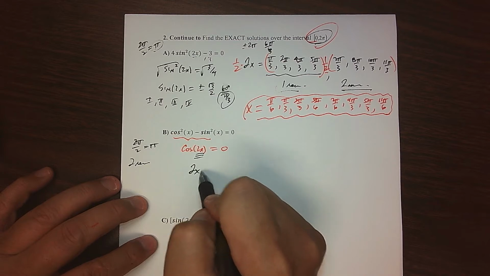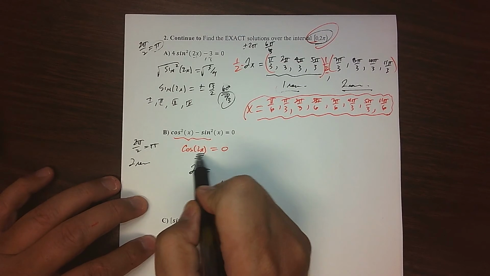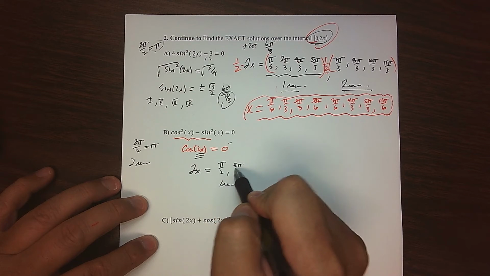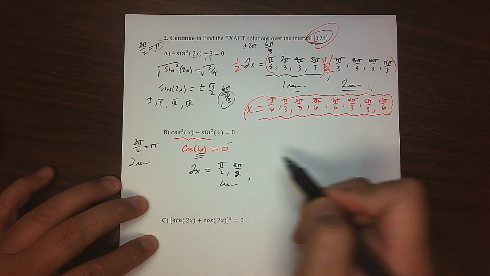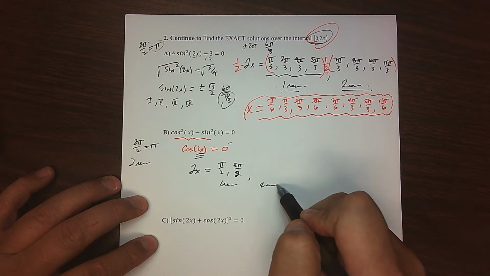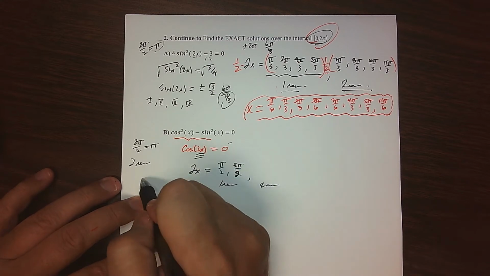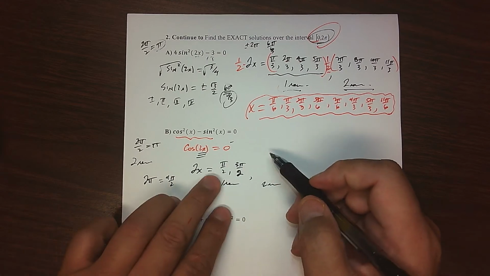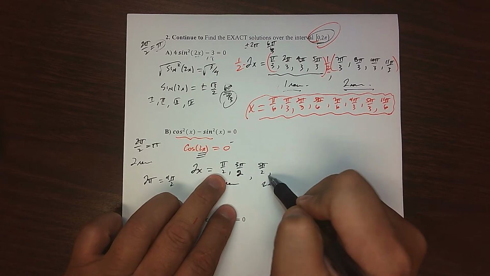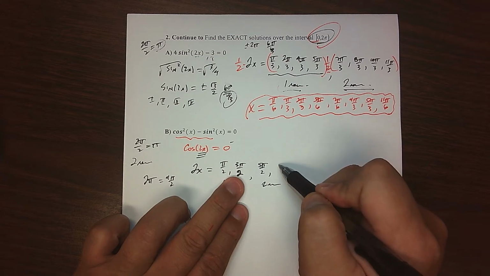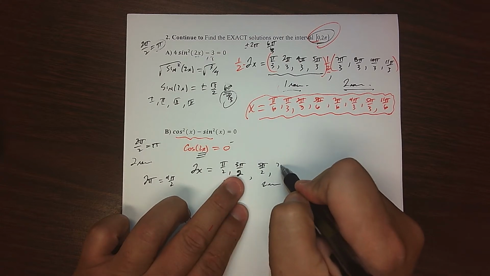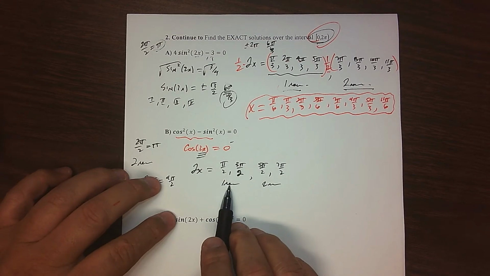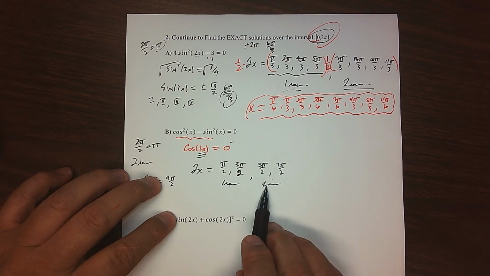So our 2x, well, in the first revolution, cosine is equal to 0 at pi over 2 and 3 pi over 2. If we go to the next revolution, again, we're adding 2 pi, which means we're adding 4 pi over 2. So that gives us 5 pi over 2 and 7 pi over 2. So there's basically all our solutions in the first rev and their coterminal angles in the second rev.